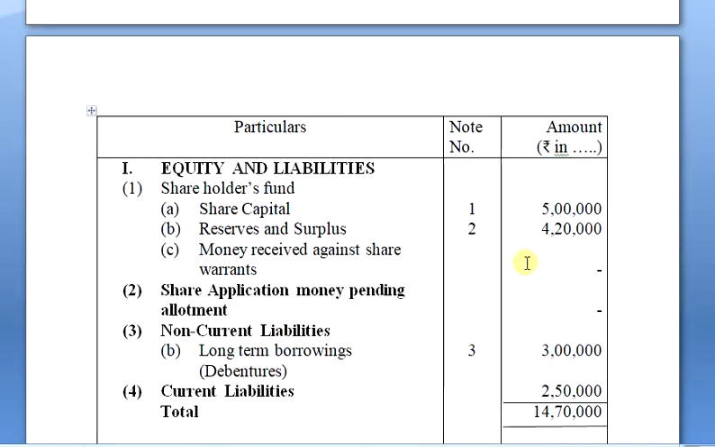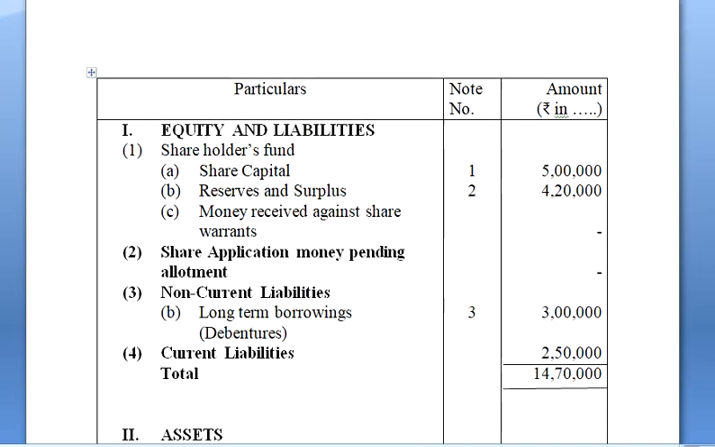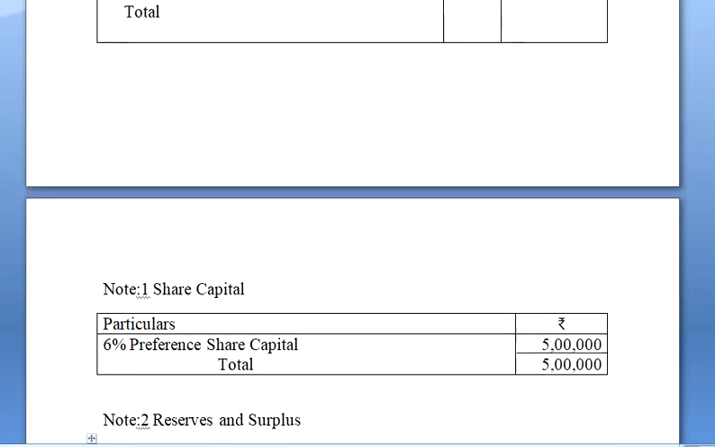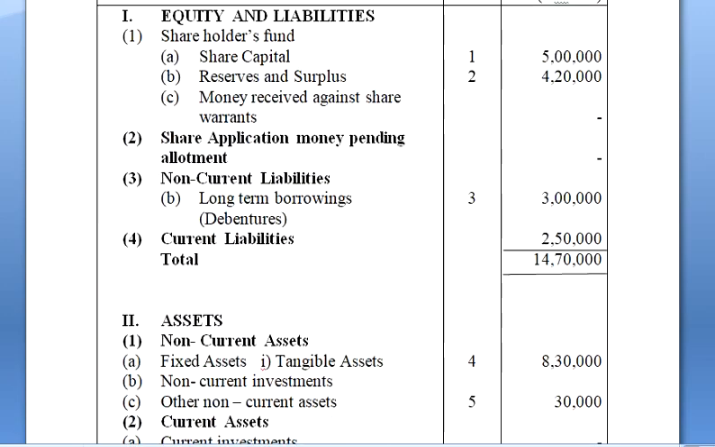Reserves and surplus, note number 2, how much is there? 4,20,000. Where we got that 4,20,000? You can see the note here. Reserves and surplus 4,20,000. How we got means general reserve 3 lakhs, balance of statement of profit and loss 1,20,000. Overall we got how much? 4,20,000, my dear students. Again, money received against share warrants is nil. Share application money pending allotment is nil.